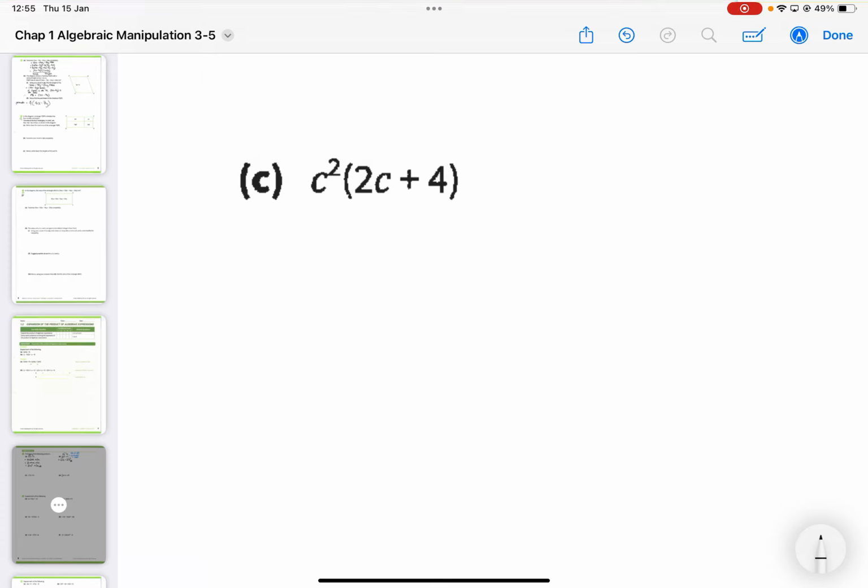Okay, this one easy. We go through quickly. C squared times 2c, c squared times 4. So c squared times 2c, I will have 2c cubed, because c squared is c times c. Multiply one more time c, so all together c cubed. C squared times 4, so 4c squared.